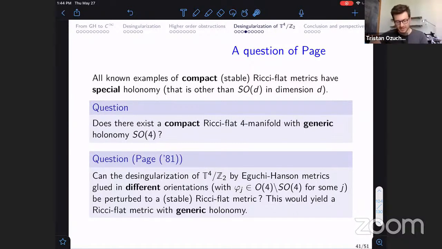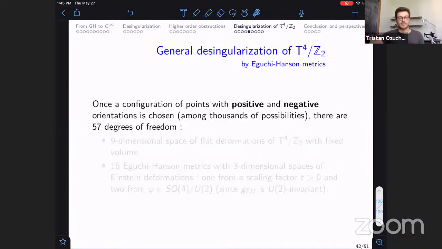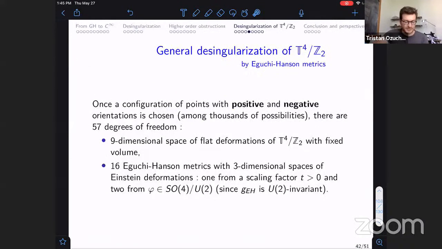So that's this question, and so here that's exactly what we've been doing up to now. We've been looking at orbifolds and trying to desingularize them or find obstructions to doing so. And so I got very inspired by the work of Brendle and Kapouleas, and I tried to look at it from our perspective of looking at the curvature instead of looking at the analysis and the projection on kernel, cokernel. It's a bit different when you look at it from the curvature point of view. And so, as mentioned this morning, there are 57 degrees of freedom, 9 of them coming from the orbifold and the rest from the Eguchi-Hanson metrics.